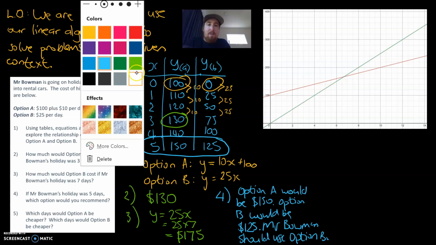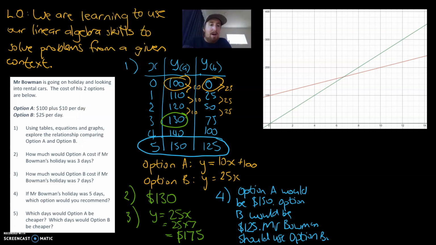And the final part to our question, I'll switch to the pink marker, would be option 5. This is a high level skill. For which days would option B be cheaper? So what we need to do is find the point of interception. Anything in this direction, option B is cheaper, and anything in that direction, option A is cheaper.